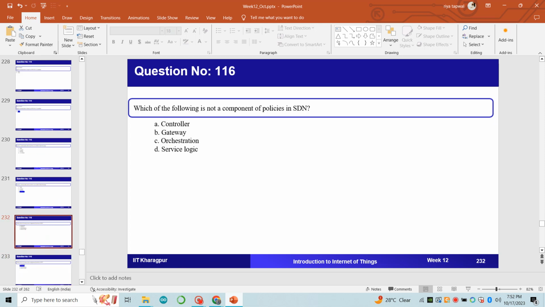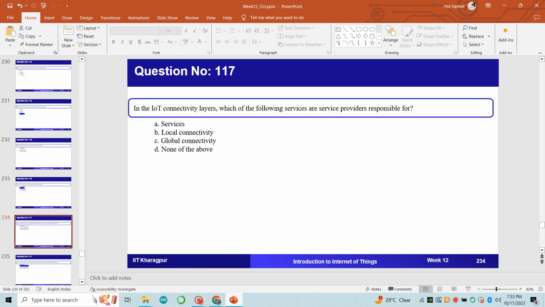Next question is, which of the following is not a component of policies in SDN? Options are controller, gateway, orchestration, service logic. Anyone? So correct option for this is gateway.